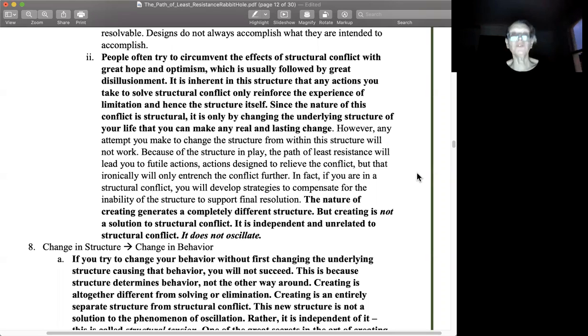In fact, if you are in structural conflict, you will develop strategies to compensate for the inability of the structure to support final resolution. The nature of creating generates a completely different structure, but creating is not a solution to structural conflict. It is independent and unrelated to structural conflict. It does not oscillate.